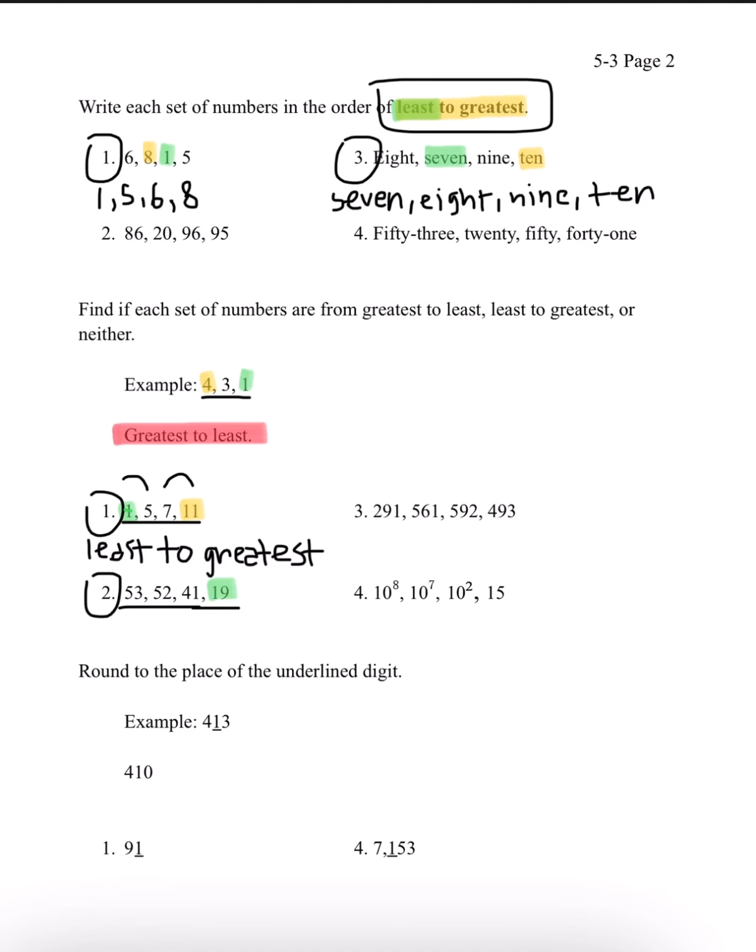And the greatest number we see here is 53. So that means, let's look at 52 and 41 now. 52 is smaller than 53. And then 52 is greater than 41, but 41 is smaller than 52. And 41 is bigger than 19. That means this order is in greatest to least. And that's our answer.